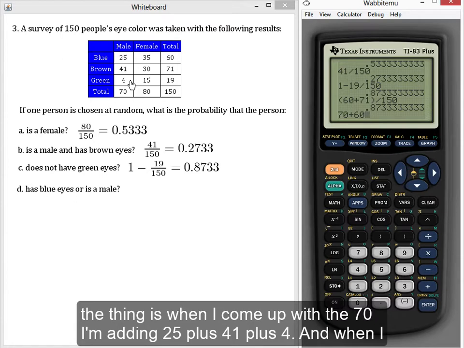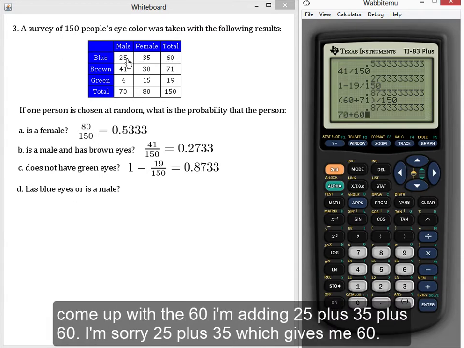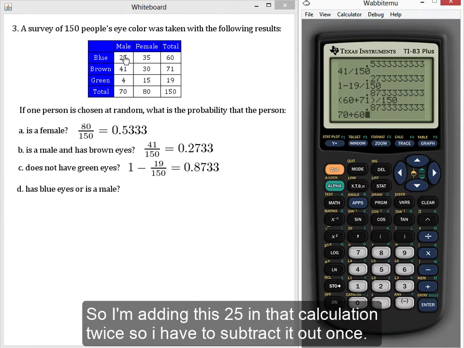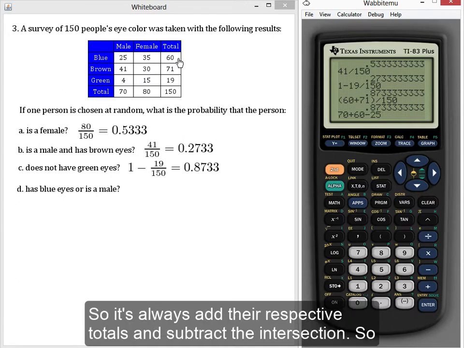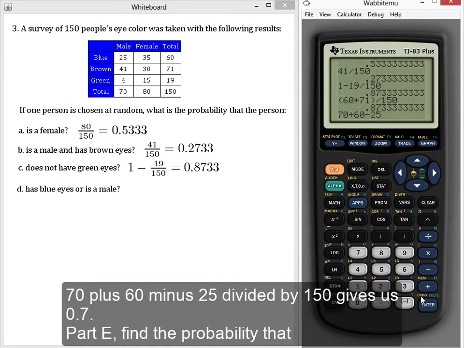But the thing is, when I come up with the 70, I'm adding 25 plus 41 plus 4. And when I come up with the 60, I'm adding 25 plus 35, which gives me 60. So I'm adding this 25 into that calculation twice, so I have to subtract it out once. And if you'll notice, that's the value that's in the intersection between male and blue eyes. So it's always add their respective totals and subtract the intersection. So 70 plus 60 minus 25 divided by 150 gives us 0.7.